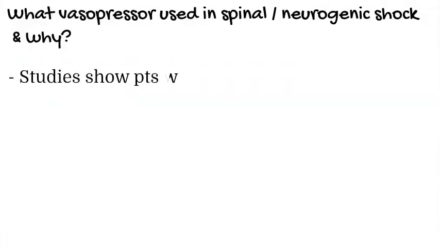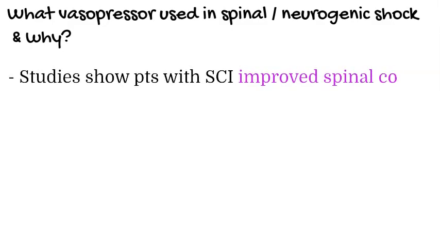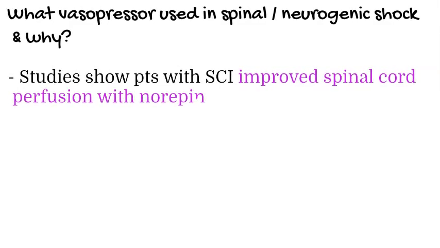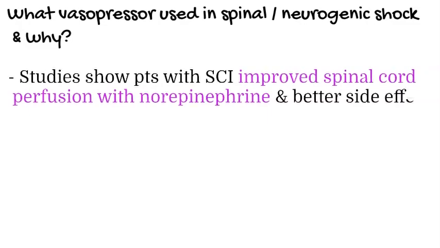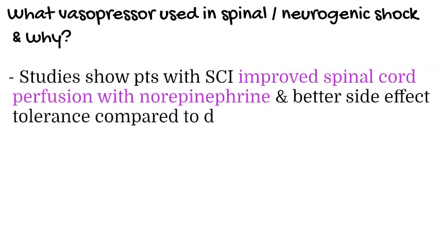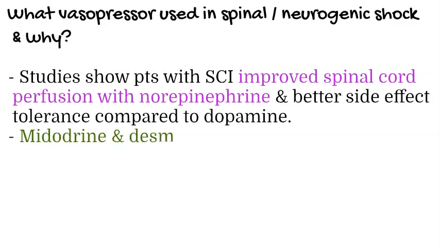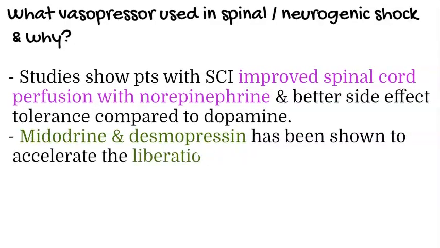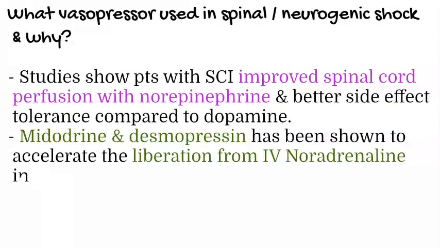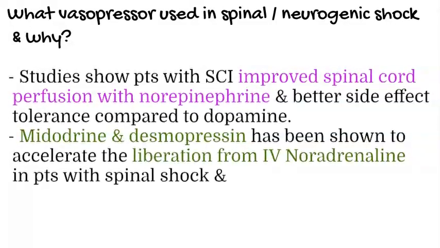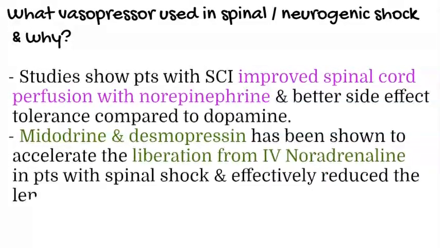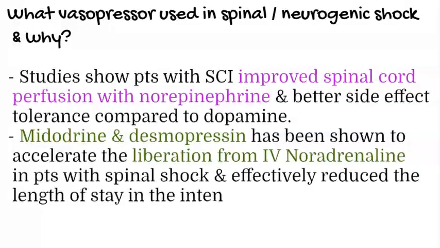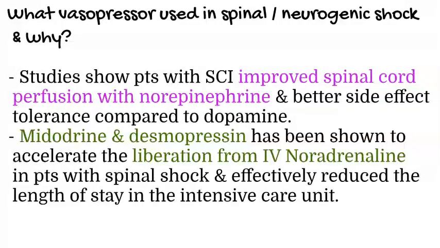Studies show patients with spinal cord injury improve spinal cord perfusion with norepinephrine and have better side effect tolerance compared to dopamine. Midodrine and desmopressin have been shown to accelerate the liberation from IV noradrenaline in patients with spinal shock and effectively reduce the length of stay in the intensive care unit.